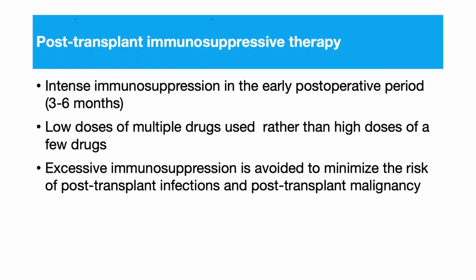Then a few words about post-transplant immunosuppressive therapy, which is carried out in the early post-operative period. It has to be intensive for the first 3 to 6 months to prevent rejection. It is always advisable to use multiple drugs at low doses rather than 1 or 2 drugs at very high doses, because you want to prevent post-transplant infection, and also sometimes these patients tend to develop malignancy later on. Okay.